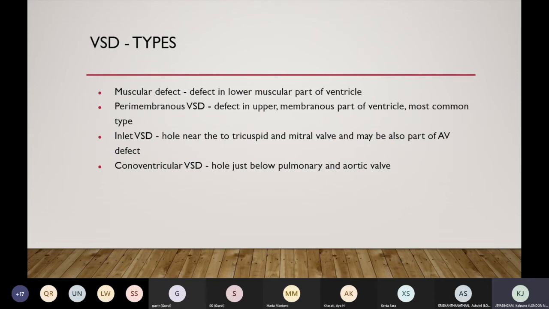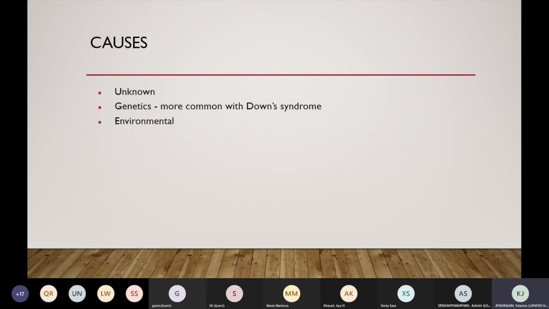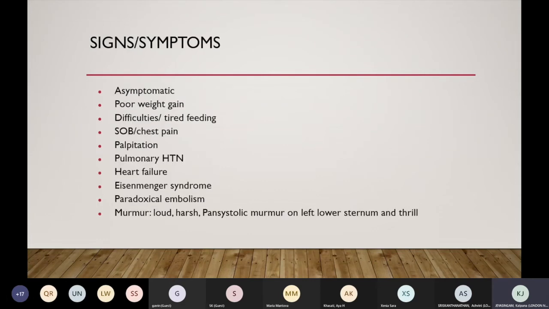Do you remember I said in ASD you can also have a defect nearer to the AV junction. Like an AV defect, you often see an atrioventricular defect with Down syndrome. Or a conoventricular VSD, which is a hole just below the pulmonary and the aortic valve. Again, the cause is unknown, sometimes associated with an underlying genetic condition like Down syndrome, or it could be environmental.